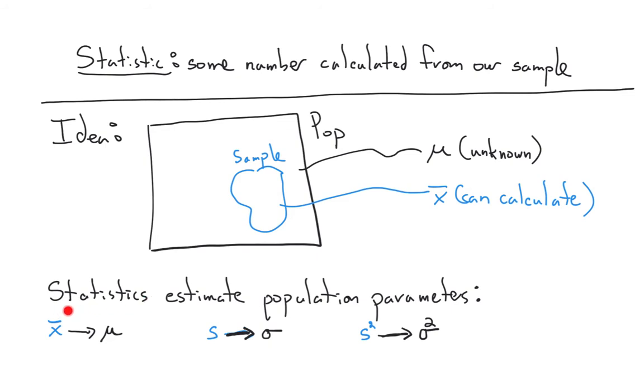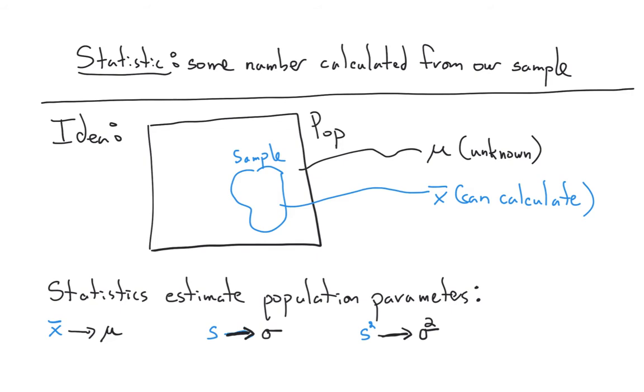We want statistics to estimate some population parameters. And by population parameters, I mean things that are true about the population themselves, like the population mean, the population standard deviation, and the population variance. Note the difference in notation here. For samples, we use lowercase letters like x bar, s, and s squared. And for parameters, we use Greek lowercase letters, like lowercase mu and lowercase sigma. So just be aware of the notation there.